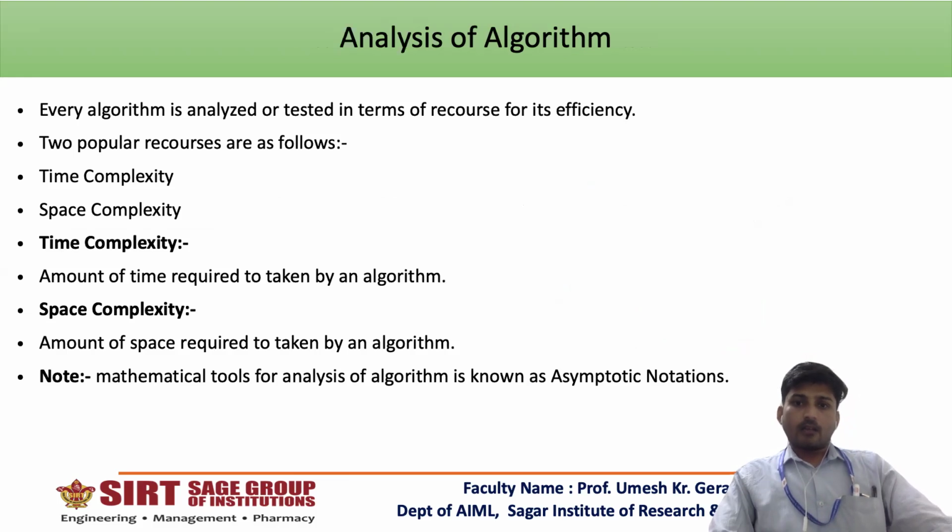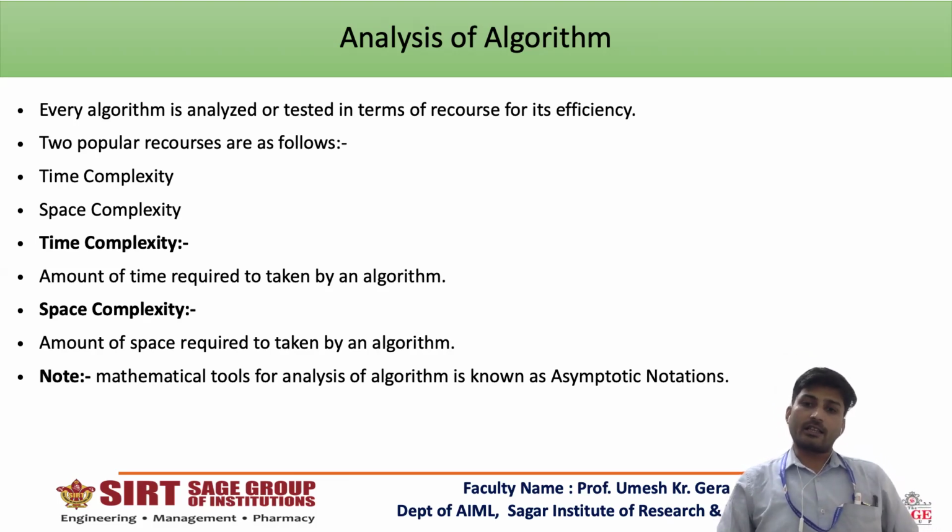Now come to the next topic, analysis of algorithm. Whenever we have multiple solutions to a particular problem, how can we say which algorithm is better? Analysis of algorithm is a very important aspect to analyze a particular algorithm in terms of some resources. There are many resources on the basis of which we can test the performance of an algorithm, but here we mainly talk about two resources: one is time and the second is space. On the basis of time and space, we can analyze a particular algorithm.